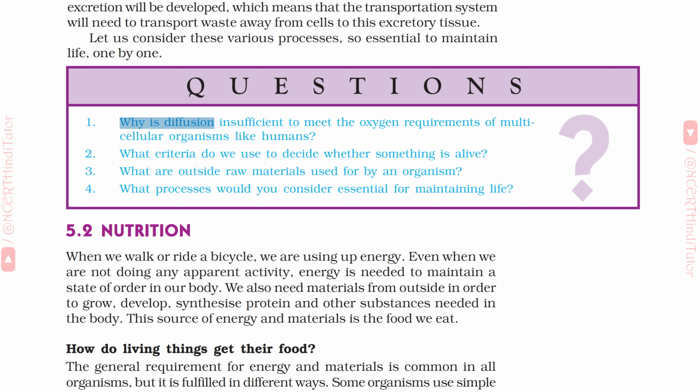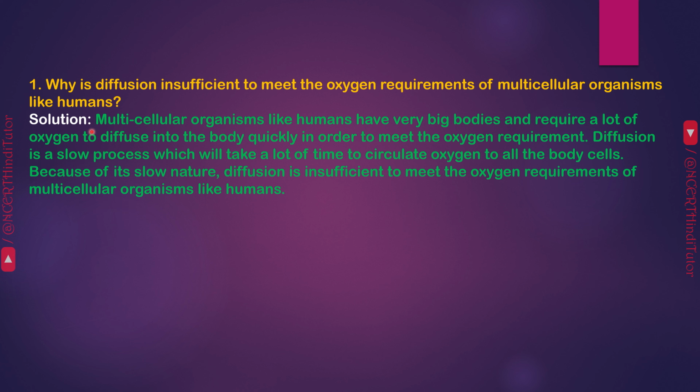Question 1. Why is diffusion insufficient to meet the oxygen requirements of multicellular organisms like humans? Answer. Multicellular organisms like humans have very big bodies and require a lot of oxygen to diffuse into the body quickly in order to meet the oxygen requirement. Diffusion is a slow process which will take a lot of time to circulate oxygen to all the body cells. Because of its slow nature, diffusion is insufficient to meet the oxygen requirements of multicellular organisms like humans.